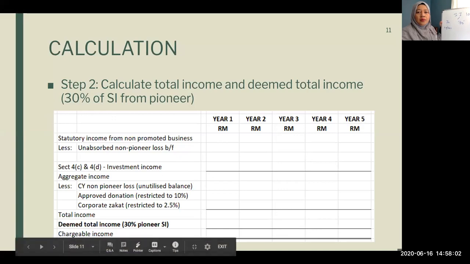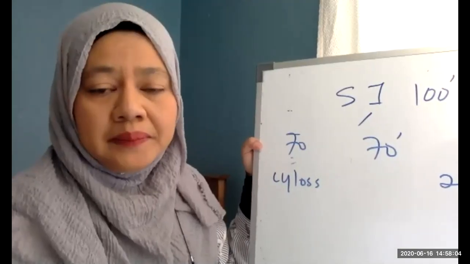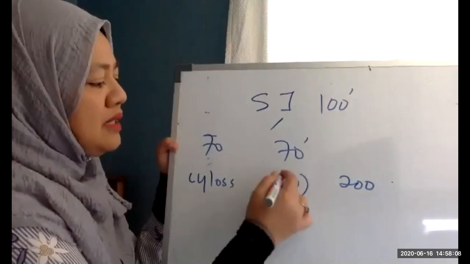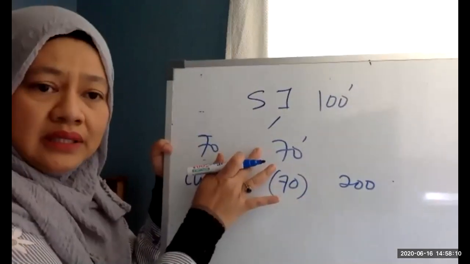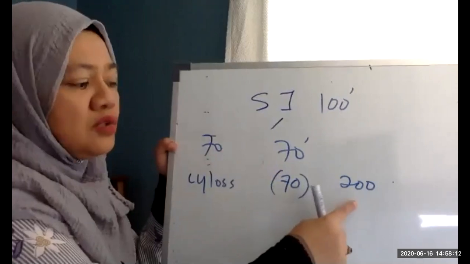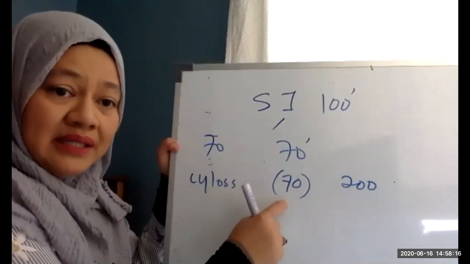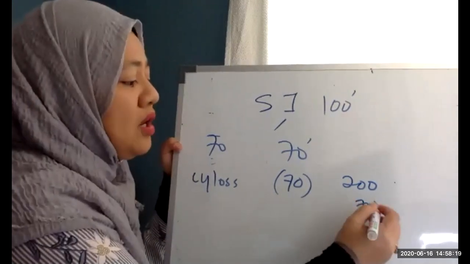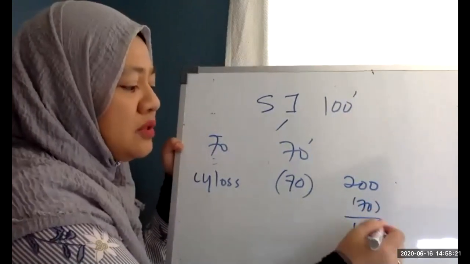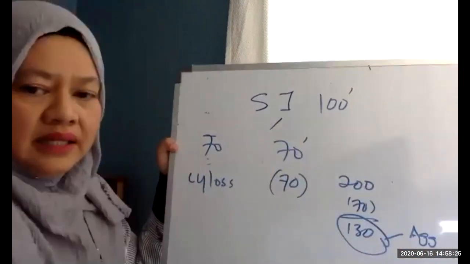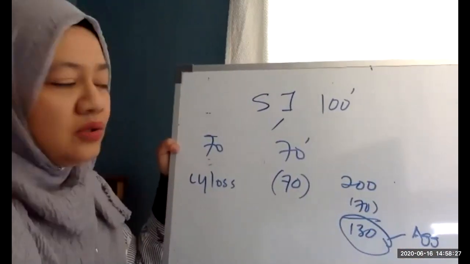Current year loss from non-pioneer is 200,000. So if 200,000, you're going to utilize here 70,000 only. Why? Because you only have 70,000 here. Even though you have a loss of 200, the current year loss absorbed here is only 70,000. It means that you have the balance of 130 left. So this 130 is set off against your aggregate income. Do you get that? That's what I wanted to say.